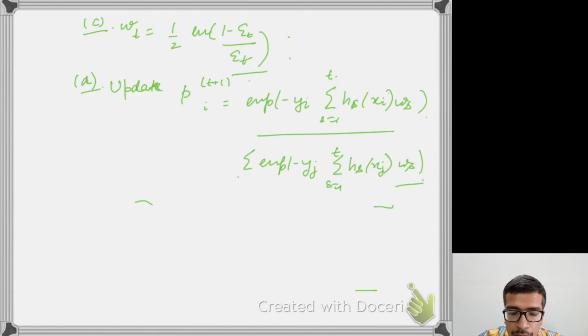So intuitively, think of it this way: the sum over s of h_s w_s is my current hypothesis, and if I take minus y_i times that hypothesis, this gives me plus 1 if it does not match the hypothesis, and minus 1 if it matches the hypothesis. So it will give me a large positive value if it does not match the hypothesis, and a large negative value if it matches the hypothesis.